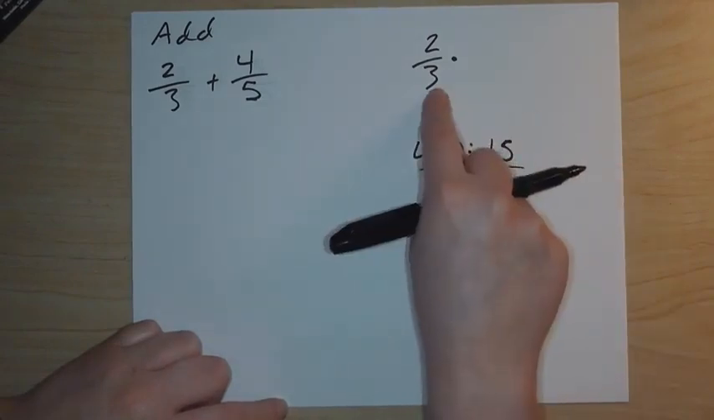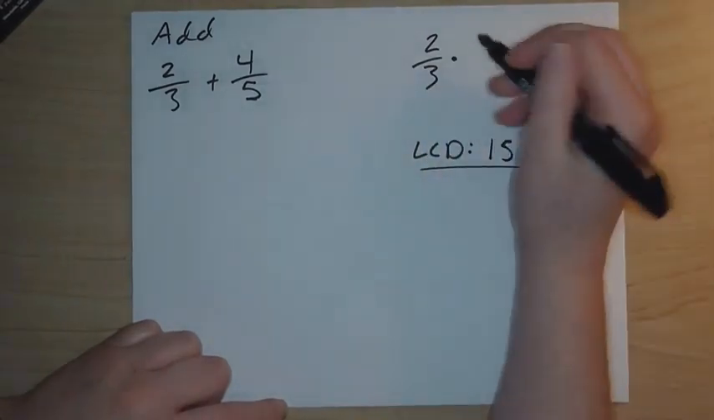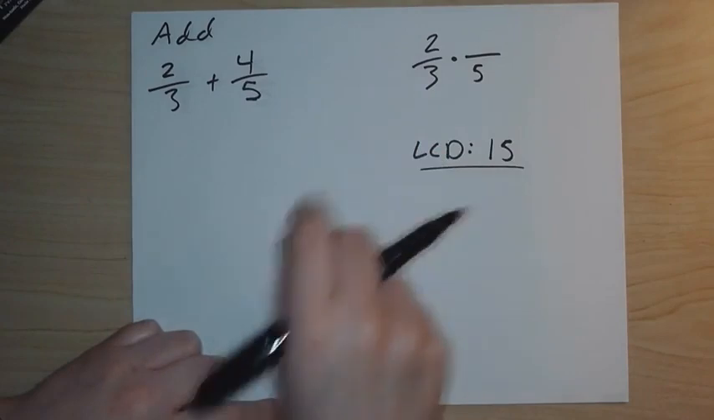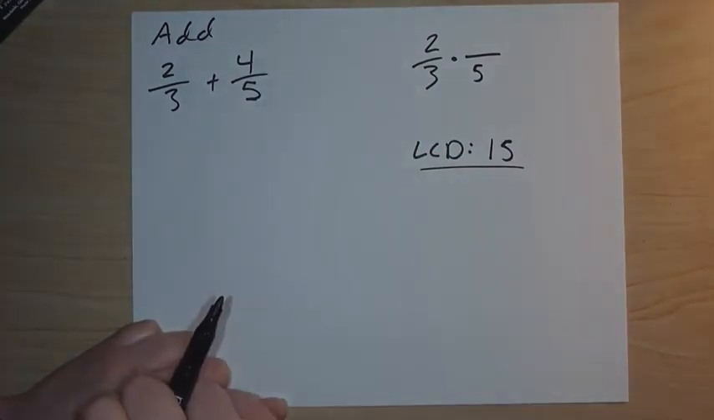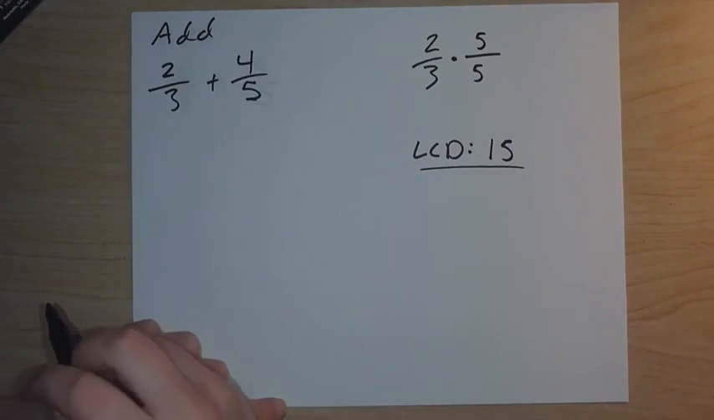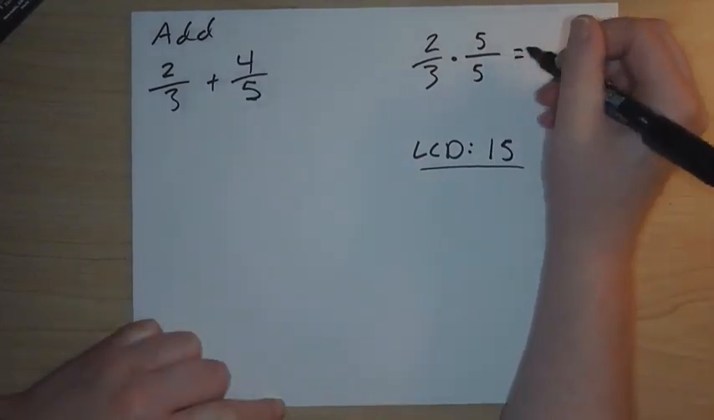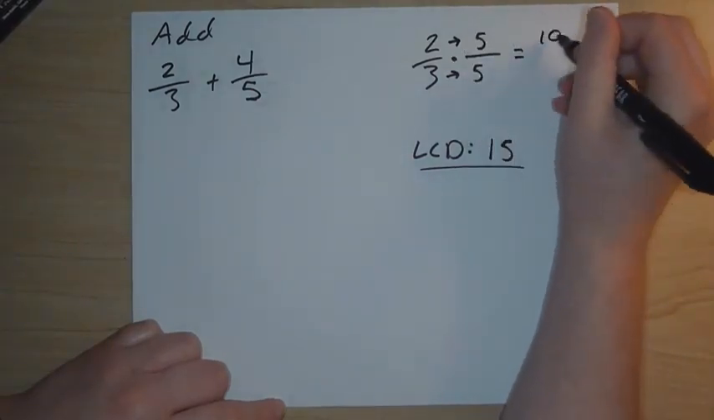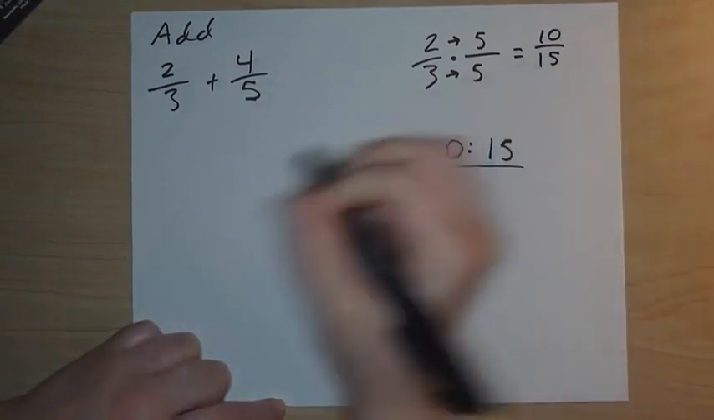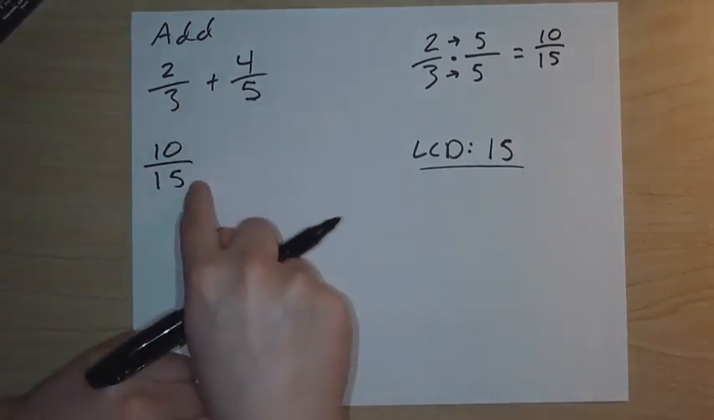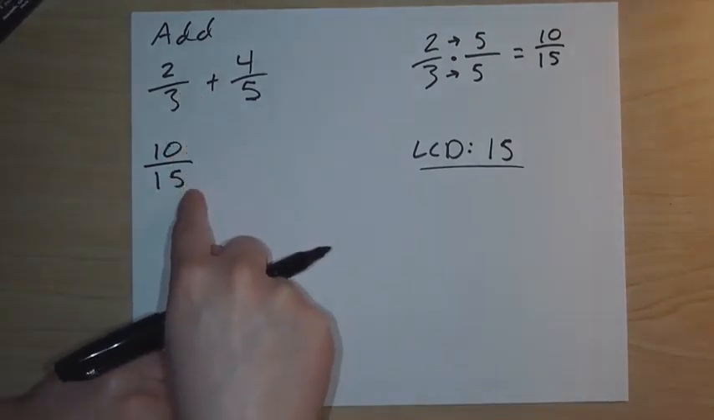Well, we know that multiplying 3 by 5 would get 15, so we're going to multiply 3 by 5. But we don't want to change the value of this fraction, and so we know that multiplying a number by 1 won't change its value. And we also know that 5 divided by 5 is 1, so any number over itself is 1. So when we multiply, we go straight across. We have 2 times 5 is 10, 3 times 5 is 15. So that's our first fraction rewritten. And these should be the exact same. So 2/3 is the same as 10 over 15.